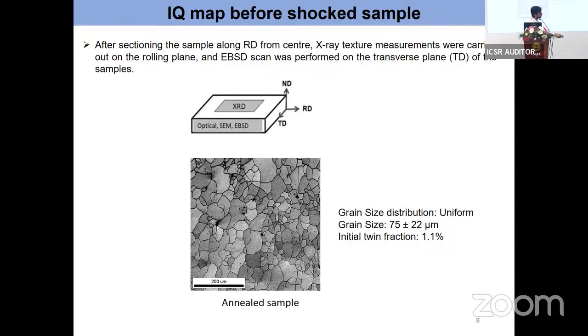So this is the IQ map, image quality map. In this figure, it clearly shows that all grains are very uniform, and grain size is like 75 micrometers, and there are no twins inside the grains in the initial sample.